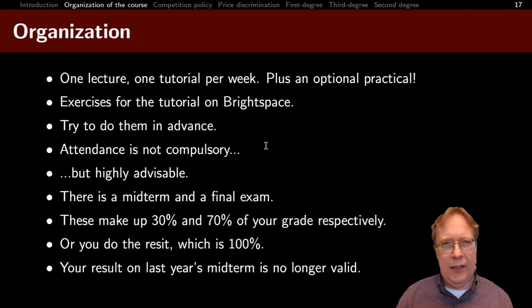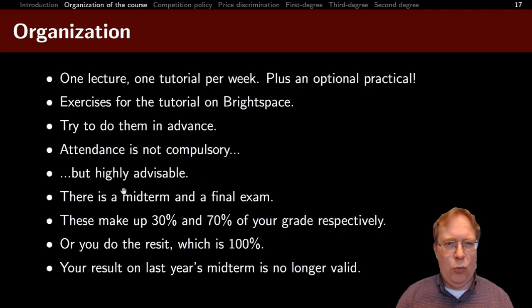You're all second year students now, at least, so you should have grown up and you should be responsible, which means that attendance at either the lecture or the tutorials is not compulsory, but if you would like to pass the course, it is a very good idea to go to both the tutorial and the lecture and even the practical.